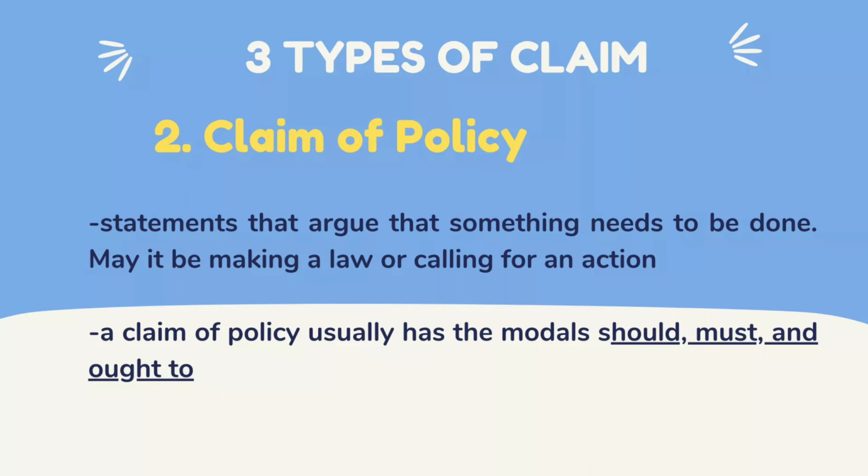The second type of claim is the claims of policy. This supports that an action should or should not be done to address a certain case or policy. Claim of policy indicates that an action should be carried out either in support or in opposition of a particular argument. In short, these are statements that argue that something needs to be done and maybe making a law or calling for an action. A claim of policy usually has the modals should, must, and ought to.